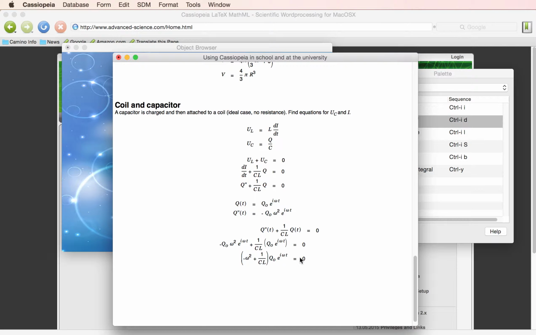Okay, it can easily be seen that this equation is true for all t only if this expression is 0. So we have omega squared equals one over CL. And that is actually the solution. We can simplify this Euler expression in the general case to something like that. Oh, sorry.